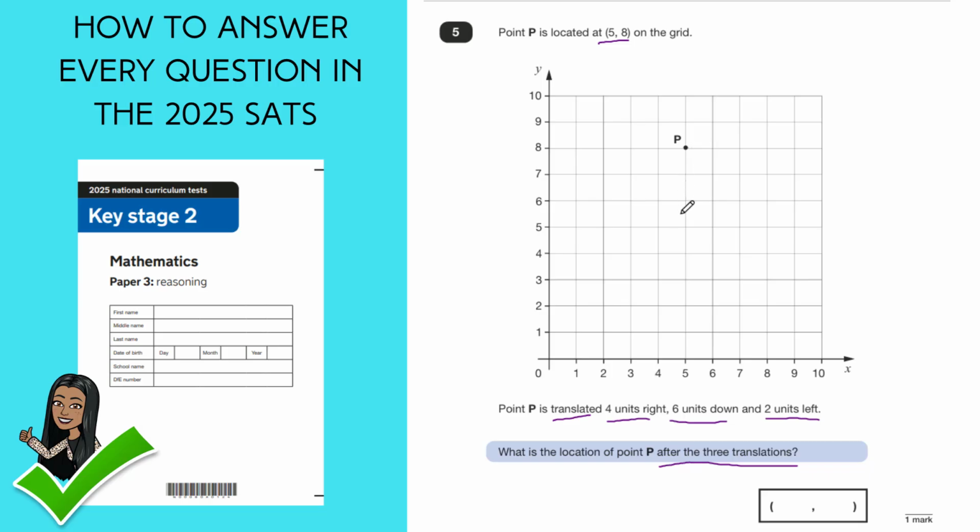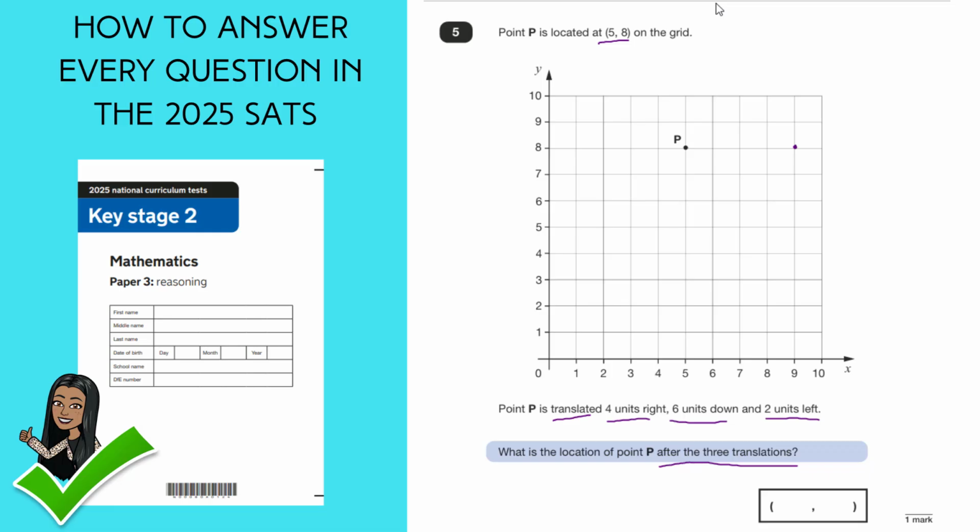Now it is absolutely fine to jot down each of these movements, because the final answer is what's going to go in this answer box. So for example, if we go to point P and we translate it 4 units right, all you literally do is go 1, 2, 3, 4. So it's absolutely fine to draw it in. This is not recorded as your answer, because your final answer is written here.